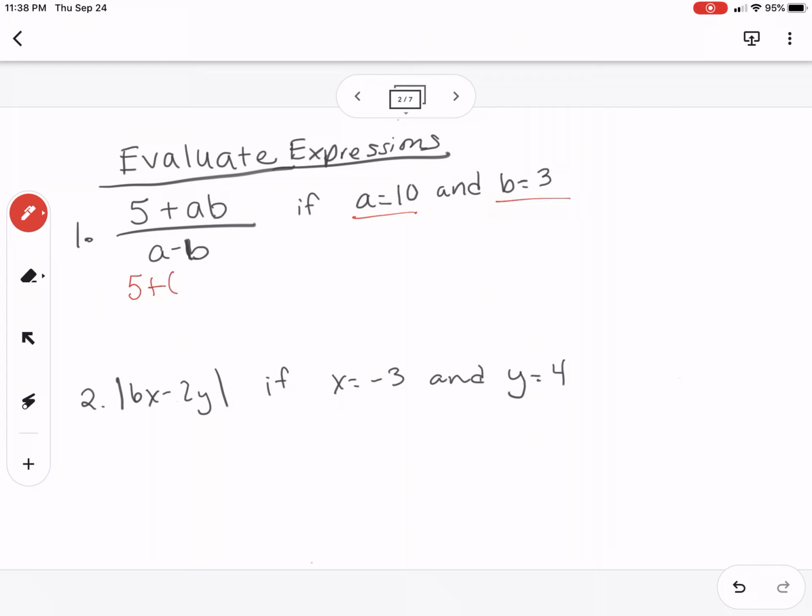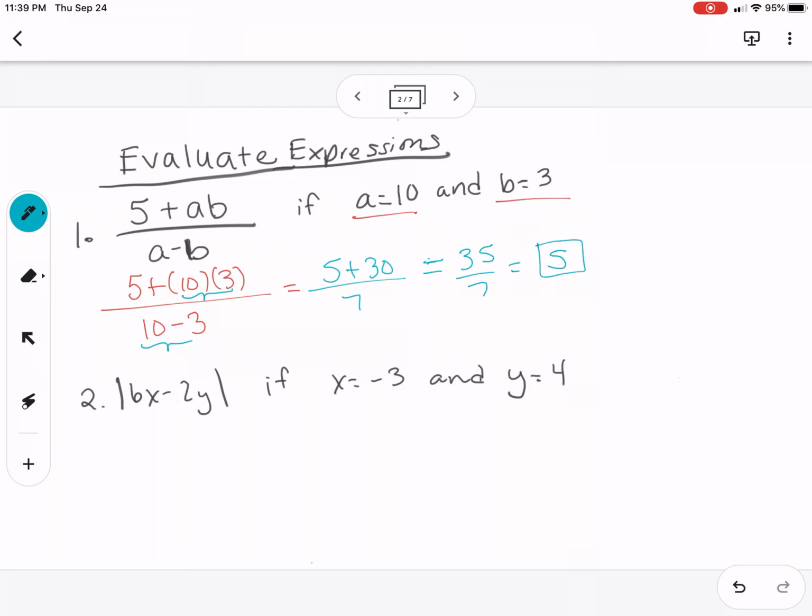So our A becomes a 10, our B becomes a 3. And then we can simplify our answer. So here 10 times 3 is 30, so this becomes 5 plus 30. And on the bottom 10 minus 3 is 7. So we get 35 over 7. If you divide, you get 5 as your answer.